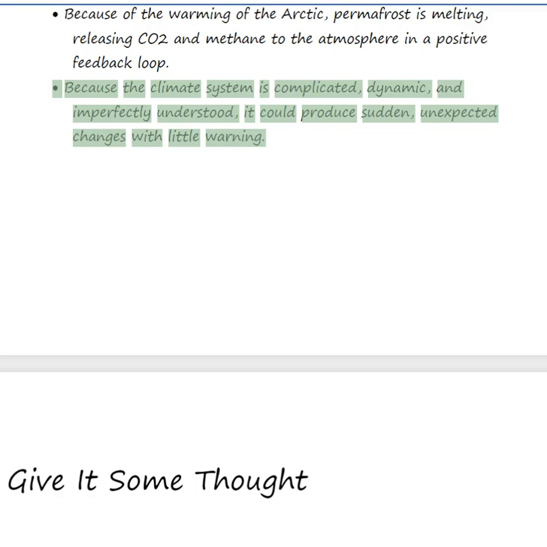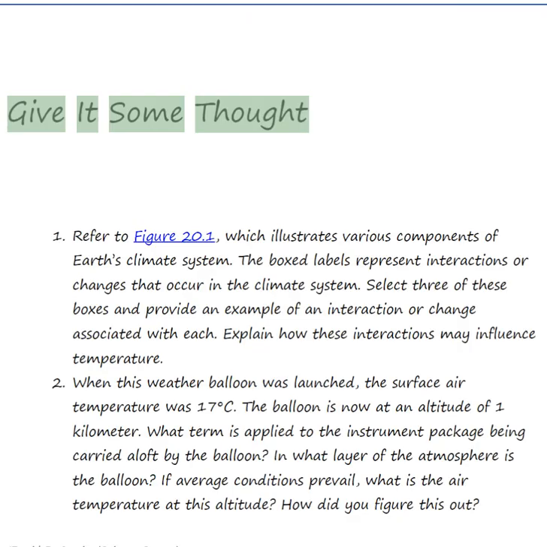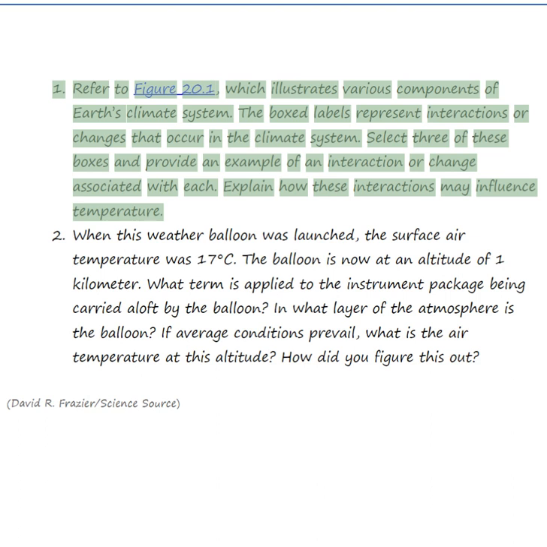Give it some thought. 1. Refer to Figure 20.1, which illustrates various components of Earth's climate system. The boxed labels represent interactions or changes that occur in the climate system. Select 3 of these boxes and provide an example of an interaction or change associated with each. Explain how these interactions may influence temperature.